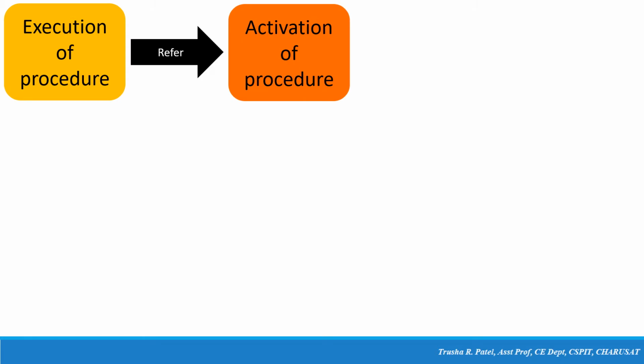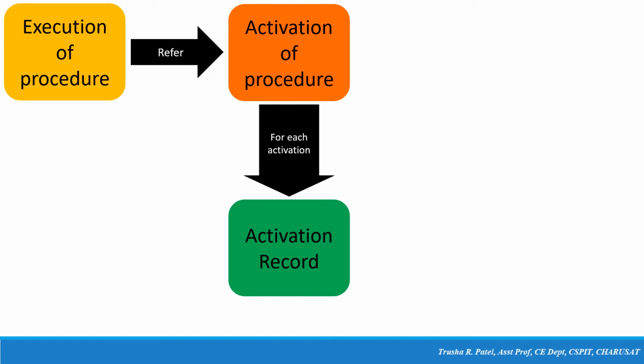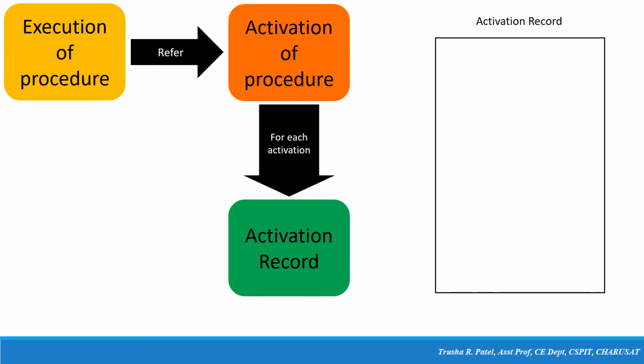Now, execution of the procedure is referred to as an activation of that procedure, and for each activation of the procedure, an activation record is going to be maintained. So what is there in the activation record? Let us take one example.